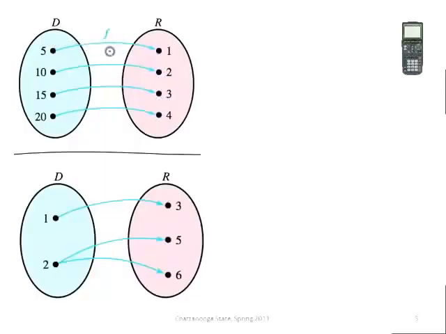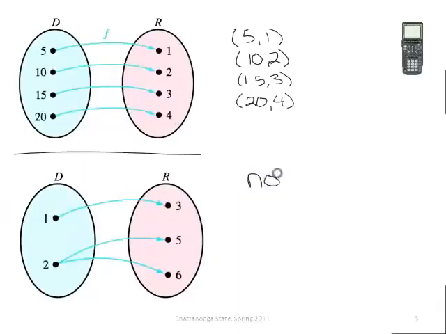The blue arrows show what is paired together. So this means I have the ordered pair (5, 1). I have the ordered pair (10, 2). I have the ordered pair (15, 3). And I have the ordered pair (20, 4). This is a function because each element over here only goes to one element in the range. If I look at this example at the bottom, I see this one is not a function.